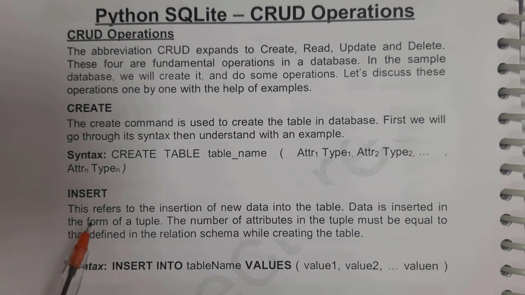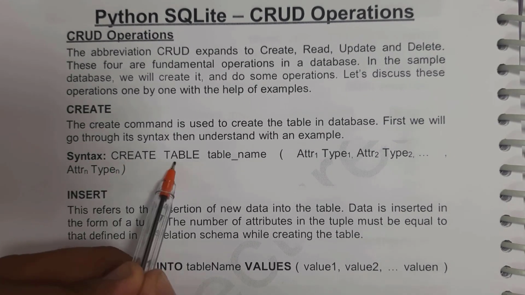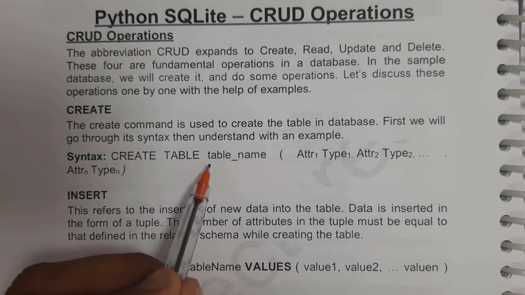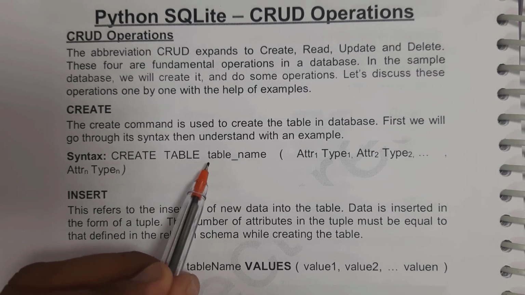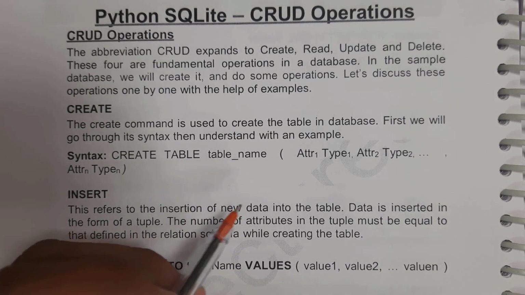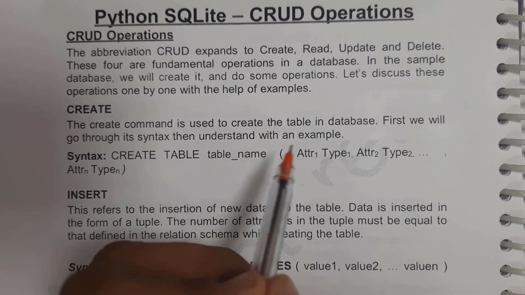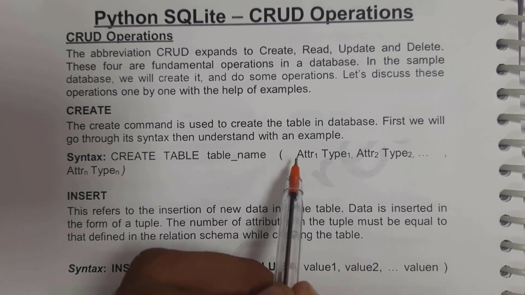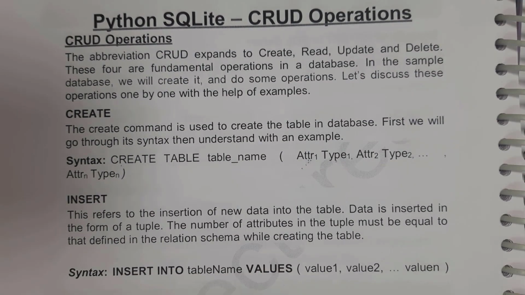This is the syntax in order to create table in the database. At first, you need to write create command and table. Here you need to give table name. For example, I want to give table name as students, so you can write here students. For example, if you want to give table name as employee, you can write here employee. Take brackets and inside brackets you need to write attribute and type. Attribute is nothing but column names and type is nothing but data type. I'll give one simple example.